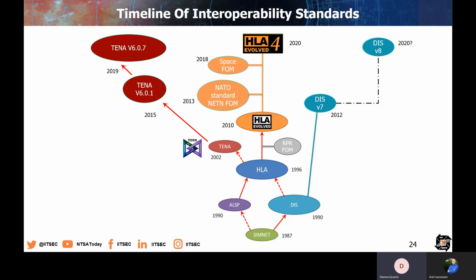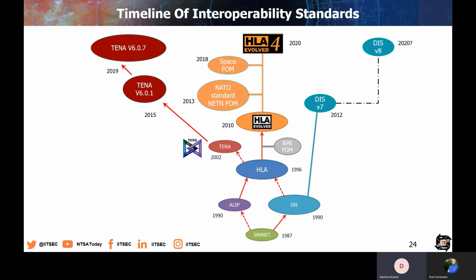It was soon recognized that it was necessary to have a special version for equipment testing to have those special features and capabilities involved, and so along came TENA, and you'll see that TENA is branching off to the left there and is now up to TENA version 6.0.7.